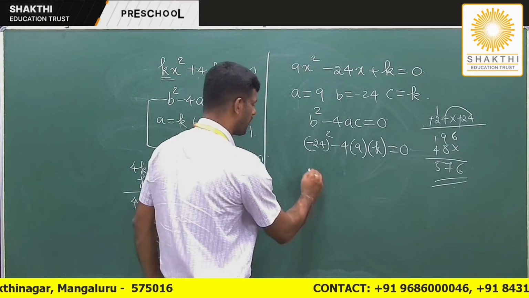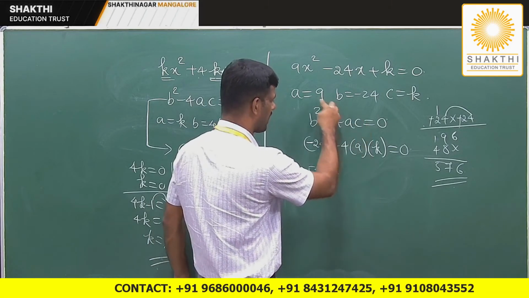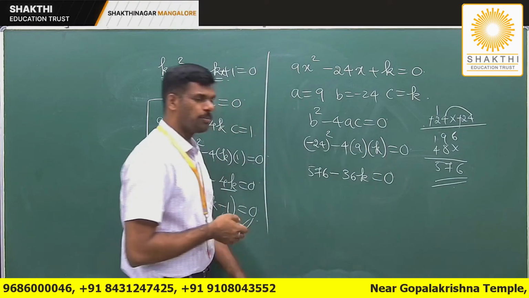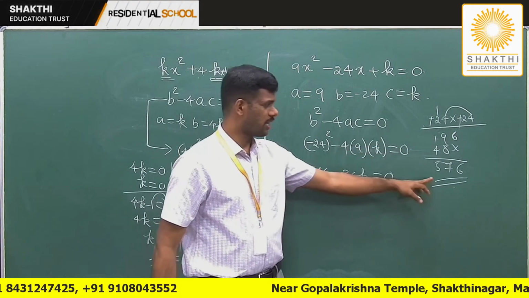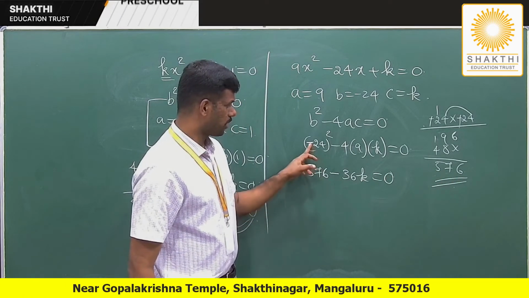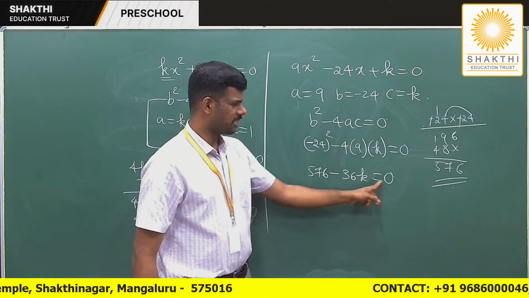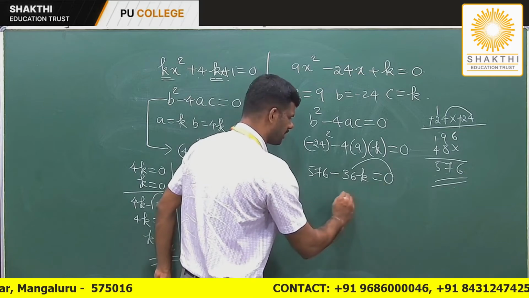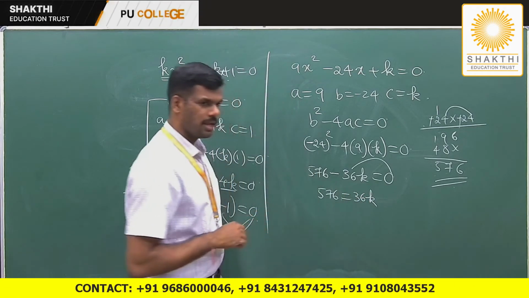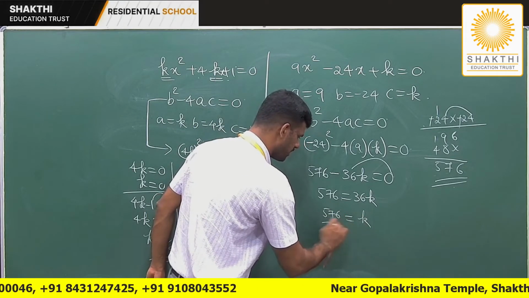Use it here: 576 minus 4 into a, which is 9. So 4 into 9 is 36, into k, is equal to 0. Hope you are understanding this. 24 square is 576, and substituting it here, because it is minus 24, minus into minus becomes plus, 576 minus 36k is equal to 0. Shifting 36k to the other side, you get 36k equal to 576. If you simplify, you get the value of k as 576 divided by 36.